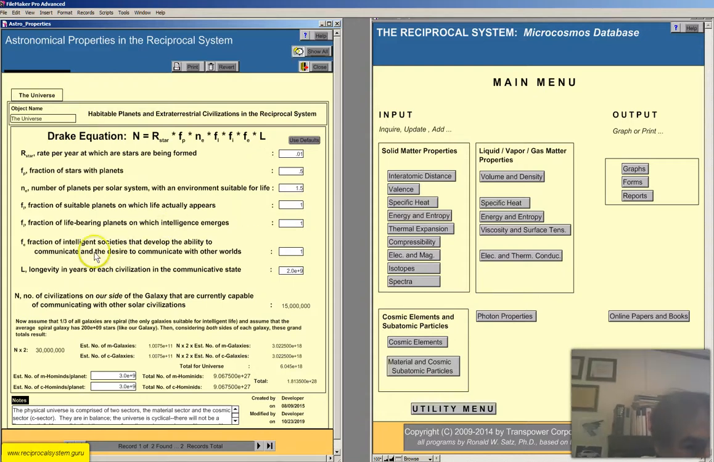Okay, this is f sub i, the fraction of life-bearing planets on which intelligence emerges. Evolution is directed toward intelligence. That's really the final goal of evolution, because it aids with survival. Remember, the main point of biological organisms is survival. Intelligence aids that, so we can take this fraction as actually being 1.